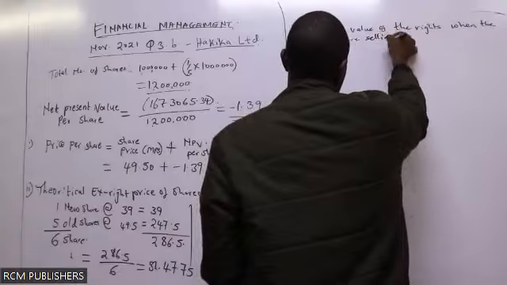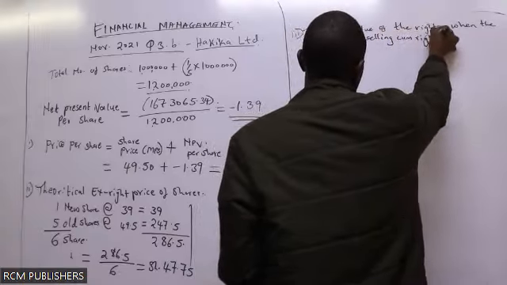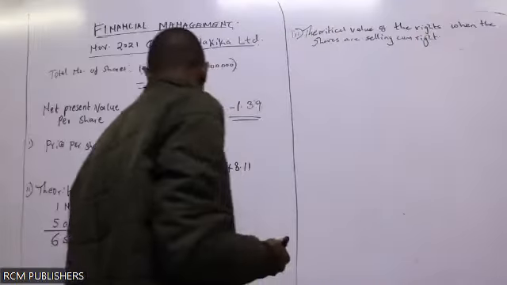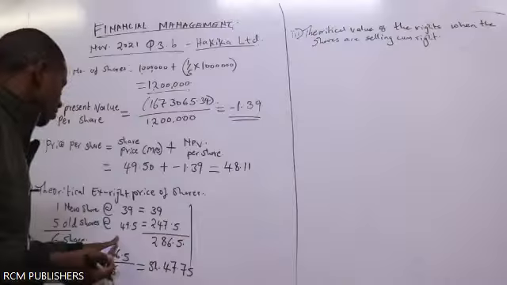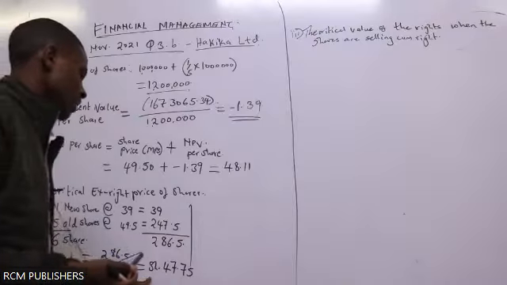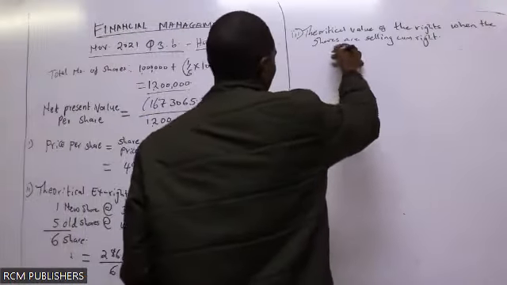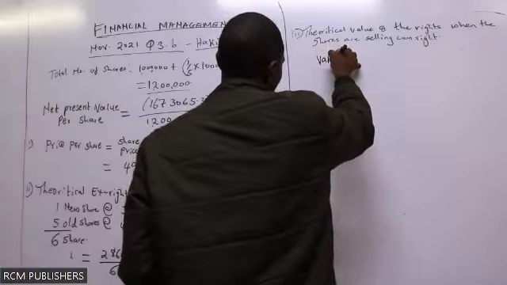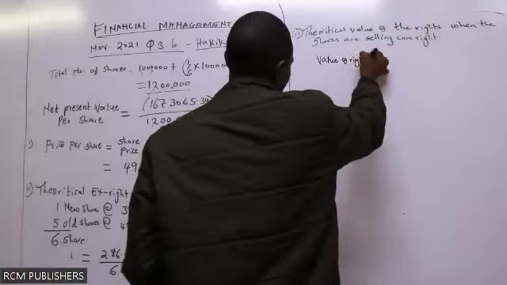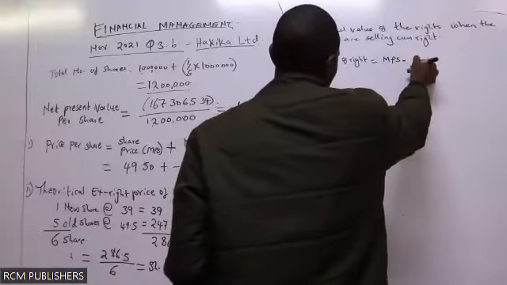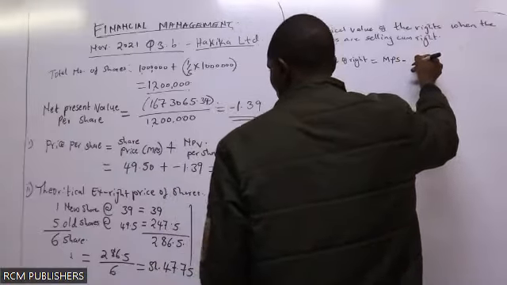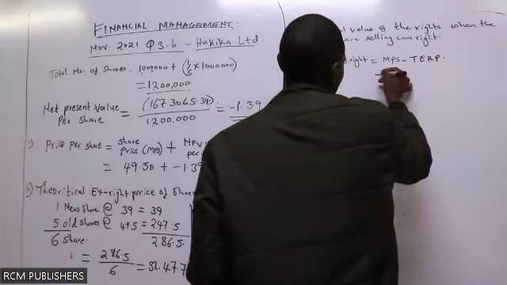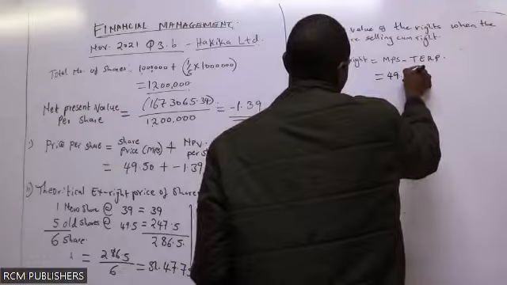Selling cum-right. We said this before. So the value of the right will be the market price minus the theoretical ex-right price. The value of right will be equal to the MPS minus the theoretical exercise price. So we had 49.5 minus 47.75.